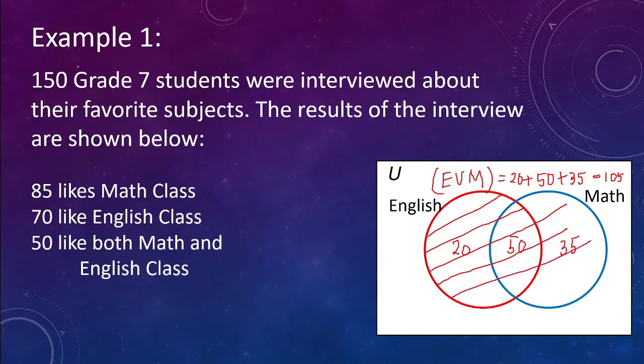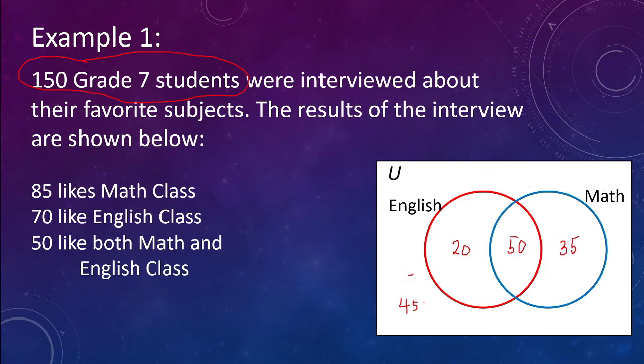But we have 150 grade 7 students. So meaning, merong mga bata na ayaw ng English at math. So we are going to subtract 105 from 150. So 150 minus 105, we can get 45. Yan. So ilalagay lang natin yung 45 dito sa labas ng dalawang Venn diagram. Ibig sabihin, sila yung mga students na ayaw ng English at math.